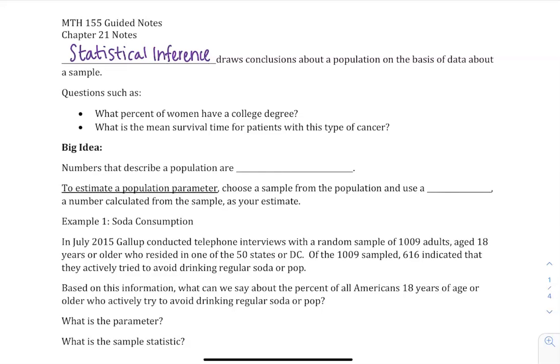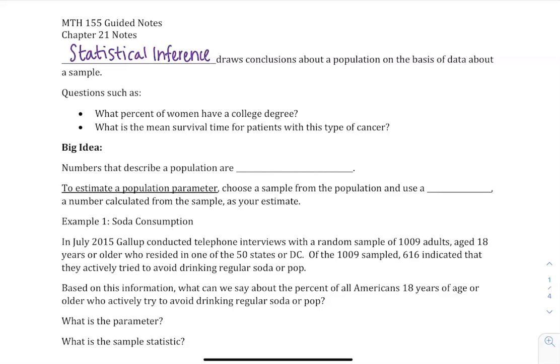Some of the questions that you might want to answer are things like, what % of women have a college degree? And we would be interested in the whole population. Or, what is the mean survival time for patients with this type of cancer? Perhaps you've experienced some sort of diagnosis, either you or someone close to you, and you would want to know these kinds of things about the whole population.